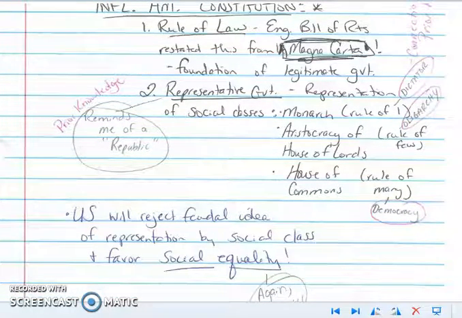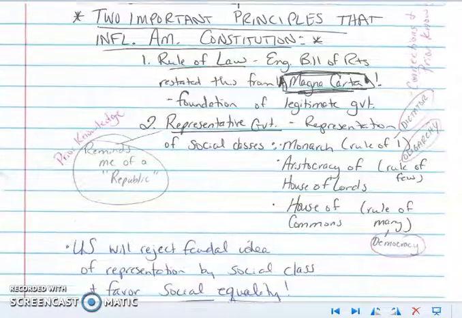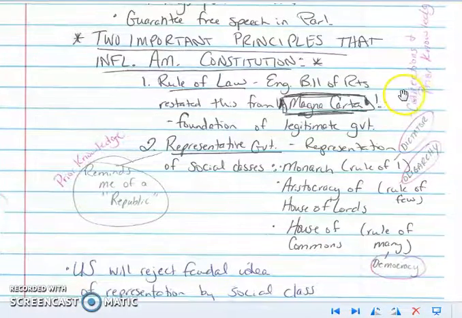There's a representation of social classes, and I've tried to pull in some connection to prior knowledge here, where I put in pink. Representation of the monarch, which is rule by one, which is a dictatorship. Aristocracy of the House of Lords, which is rule of a few, and I put down the word oligarchy, which is one of our types of government from Unit 1. And the House of Commons, which is the rule of many, which could be democracy. It could possibly also be a republic. And that's what I put here. It reminds me of a republic, and that pulls in that prior knowledge.